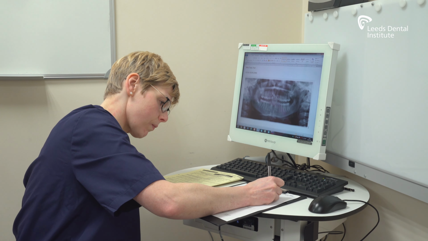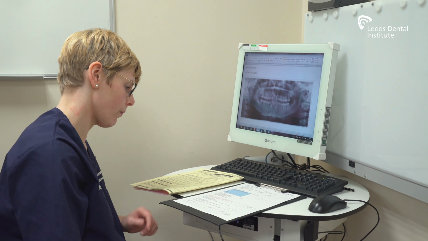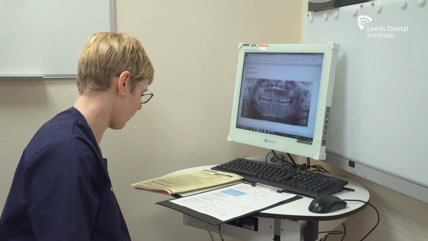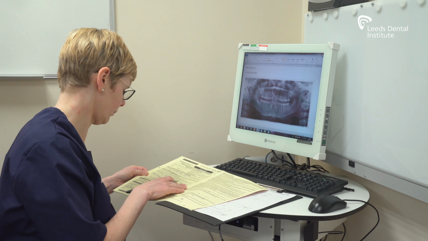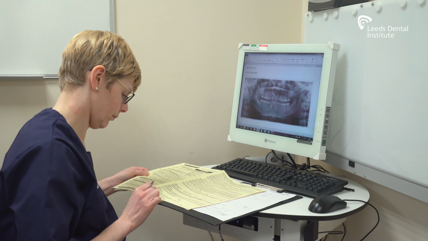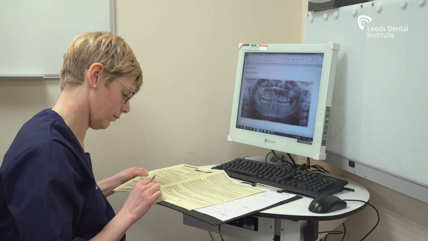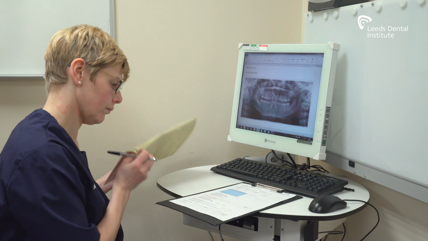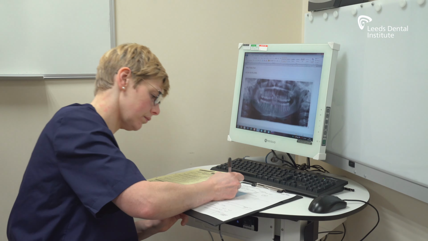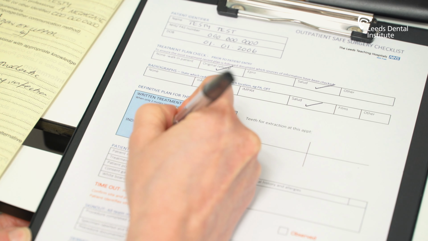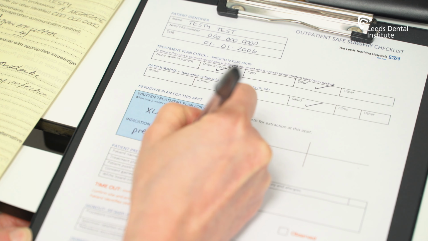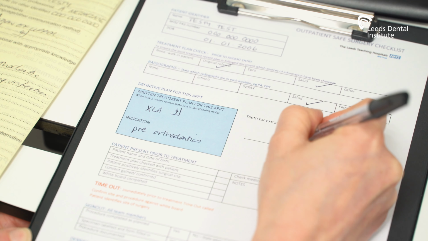For this patient, a consent form for the procedure was completed and signed by the patient at the consultation appointment previously. In some cases, such as emergency treatment, the treatment plan and consent will need to be completed at the treatment visit. Having checked the plan, Helen is now completing the checklist with a written treatment plan, which includes a diagnosis or indication for the treatment.